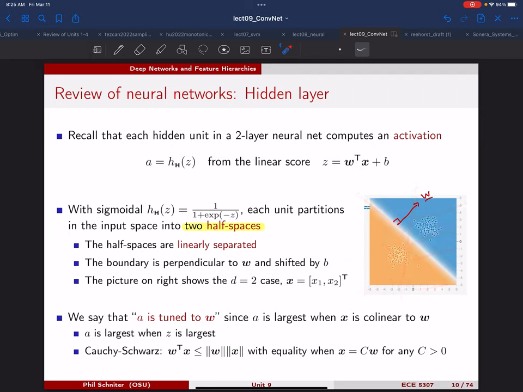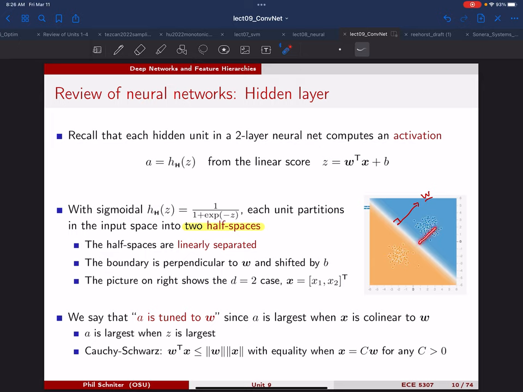And the role of W here, there are a couple of different ways to think about it. Even from this figure, because W is perpendicular to the decision boundary, you can see that as I go in this direction, I expect A to grow larger. When I'm on the boundary, Z is zero. And so if we put it through the sigmoid, then A is 1/2 on the boundary.